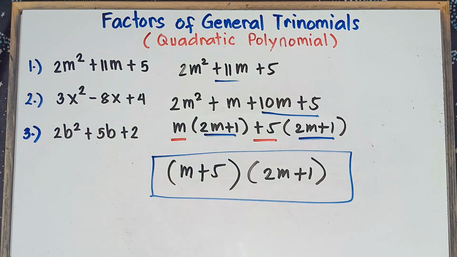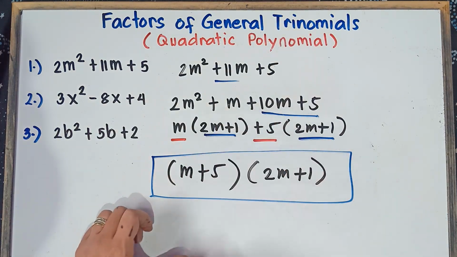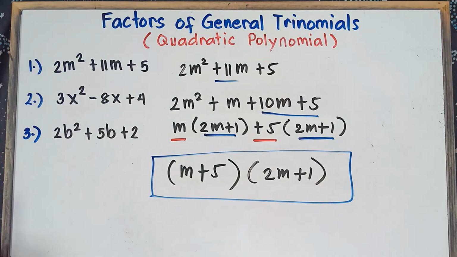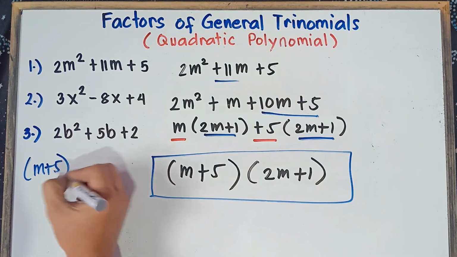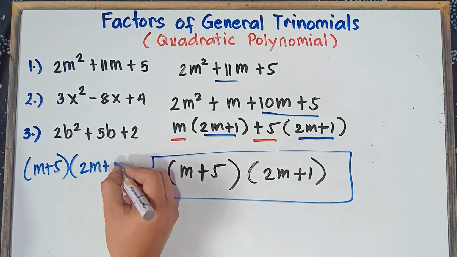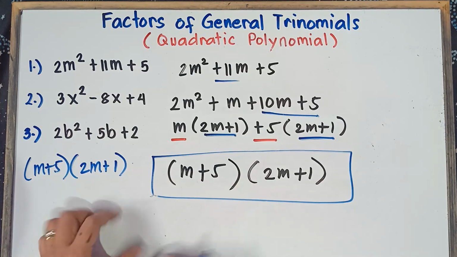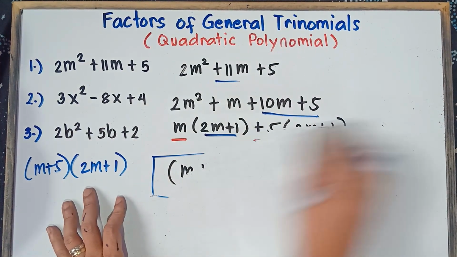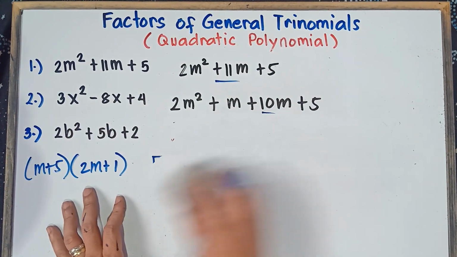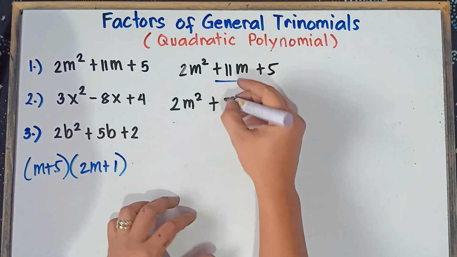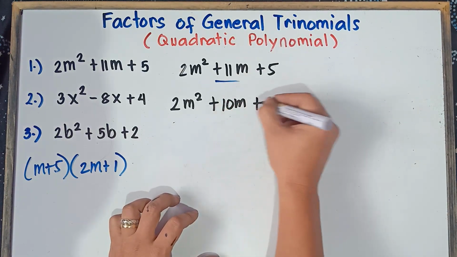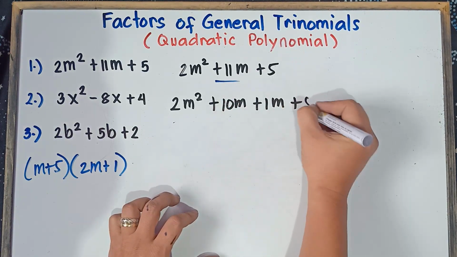All set. Alright, so once again, class, let's check. What if we interchange this one? Let's see if we get the same answer. So once again, our answer, we have the factors m plus 5 and 2m plus 1. All set with regards to example number 1. So let's interchange, class. What if 10m comes first? Let's check if we have the same answer. So 10m, and then plus 1m, and then plus 5.